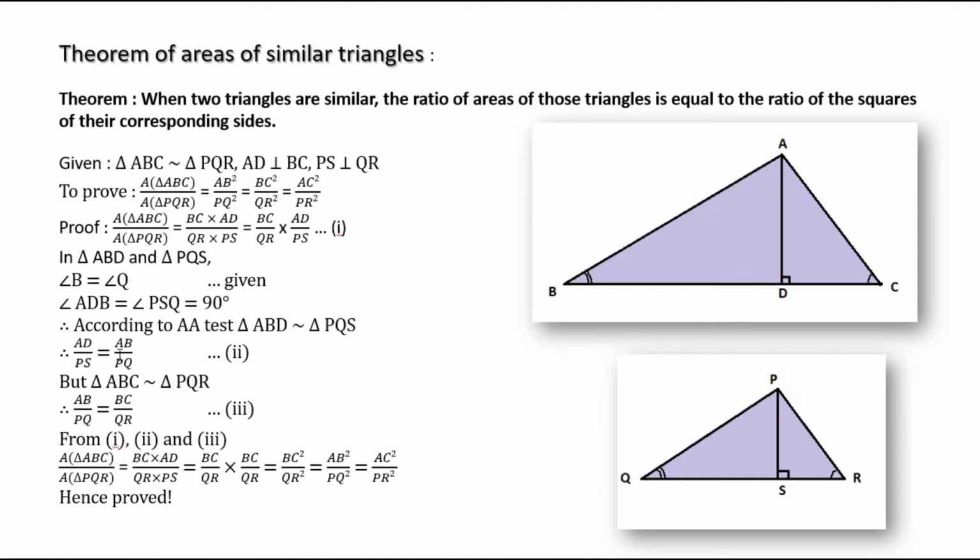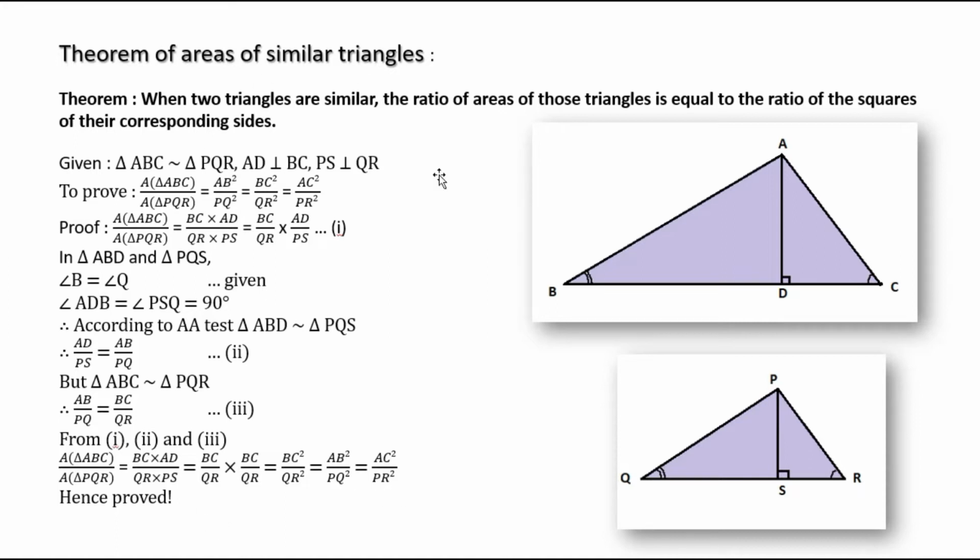AD upon PS is AB upon PQ, but AB upon PQ is BC upon QR. So AD upon PS is actually BC upon QR. Hence finally we can say BC into BC, BC square, upon QR into QR, QR square. And similarly, we can prove that AB square upon PQ square and AC square upon PR square.